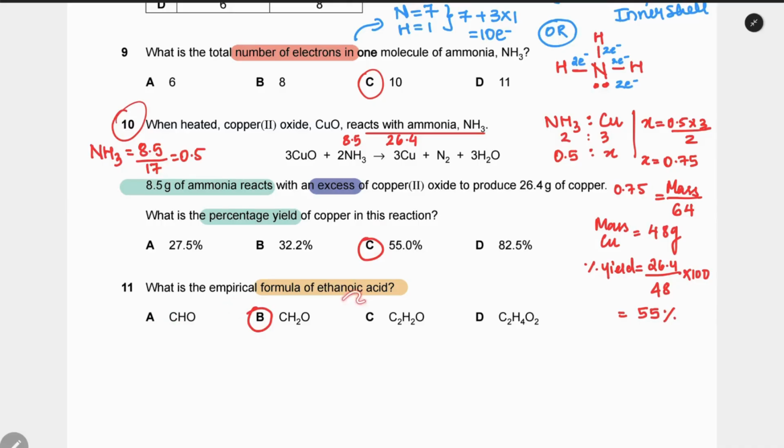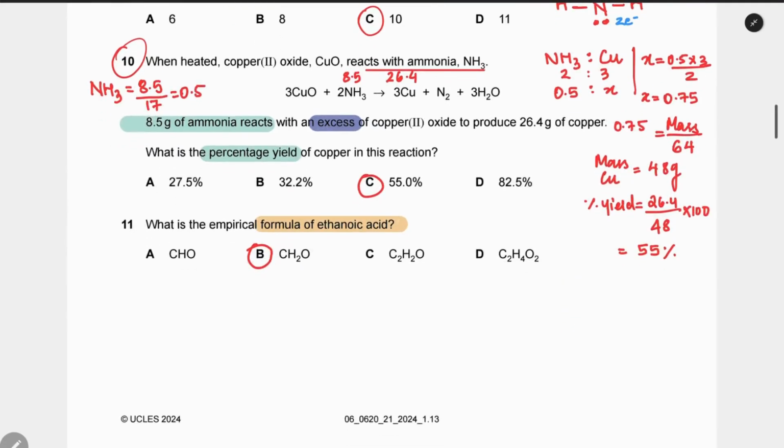What is the empirical formula of ethanoic acid? So first we must know about the ethanoic acid. The structure of the ethanoic acid: eth means 2 carbon atoms. So for ethanoic acid, first we write the carbon and then we write the functional group. So this is my ethanoic acid.